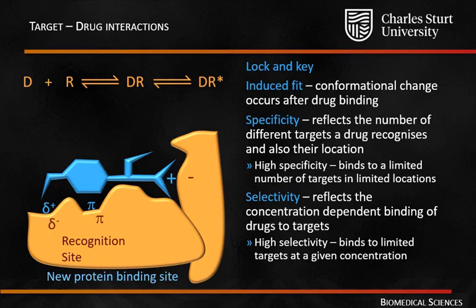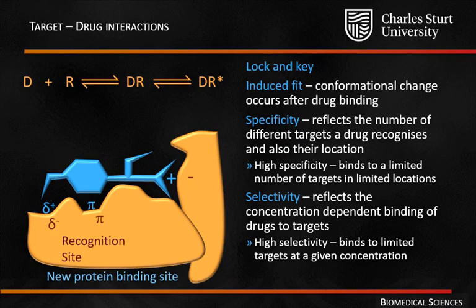And there are a couple of terms that we'll explore at this point as well. So the first term is specificity. So specificity can be seen as a reflection of the number of different drug targets a drug recognizes, but also their location. So the receptor that is being recognized can actually be found in a number of different tissues, and therefore the specificity of its effect is going to be variable depending on where those receptors are found and which receptors it can bind to.